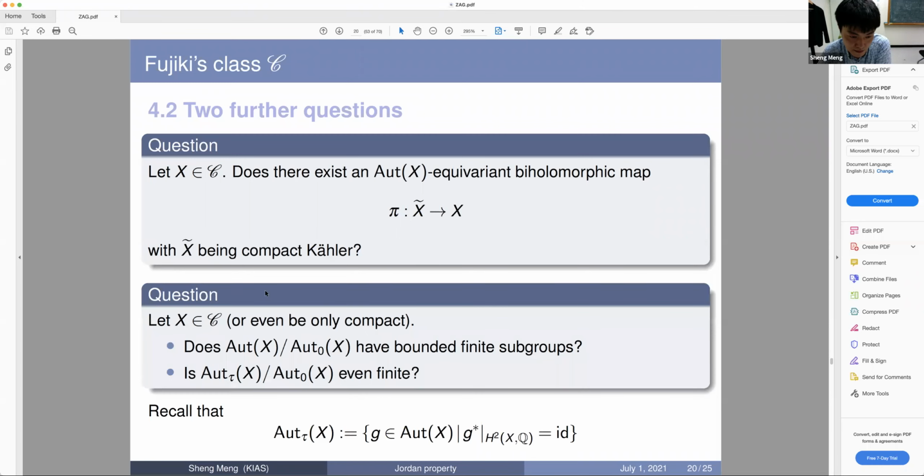There's another approach. As I just mentioned, we already know the Jordan property of Aut_0(X) because this is a Lie group. So if we can show that the component group has bounded finite subgroups, then Aut(X) is automatically Jordan. However, this part is also very complicated.